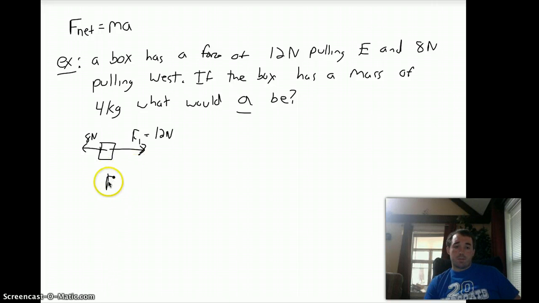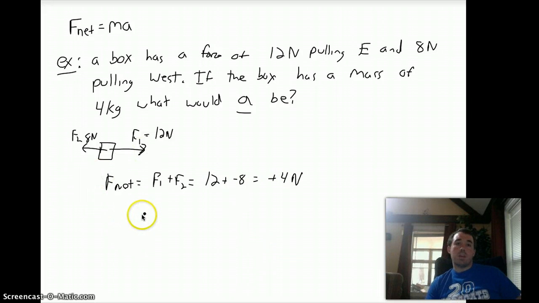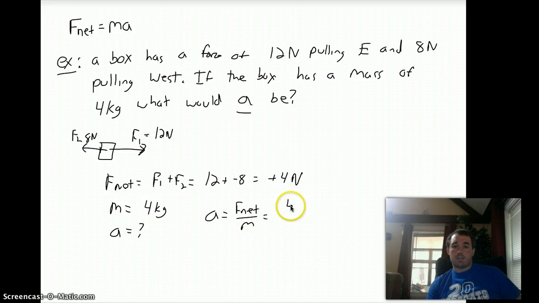So my net force, the first thing I want to identify, is F1, this would be F2. F1 plus F2, which is 12 plus negative 8, so positive 4 newtons, 4 newtons to the east. I have a mass of 4 kilograms, so my acceleration is what I'm looking for. Acceleration is net force divided by mass, and I get plus 4 over 4.